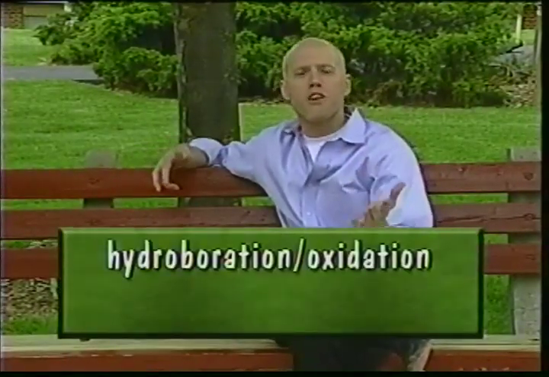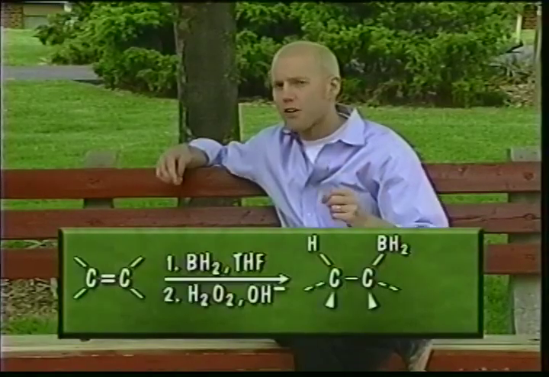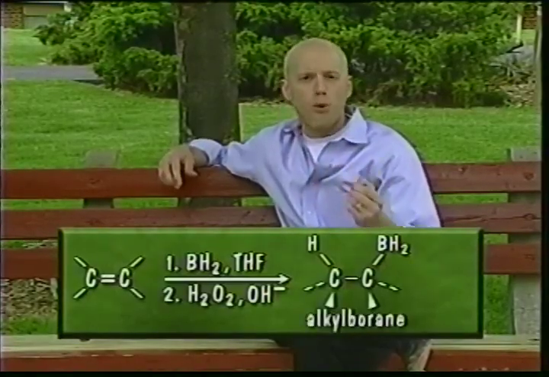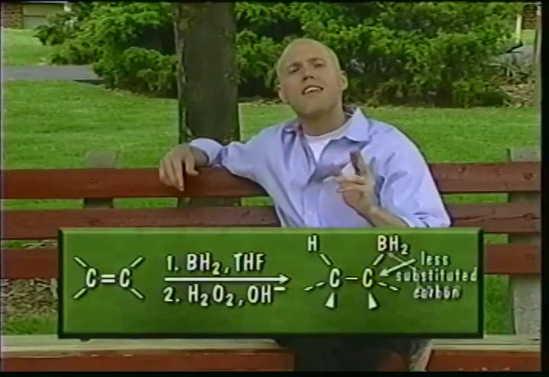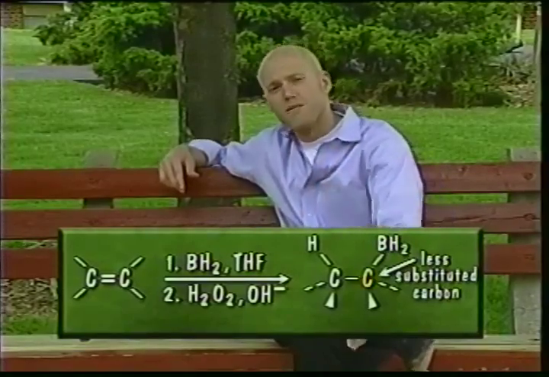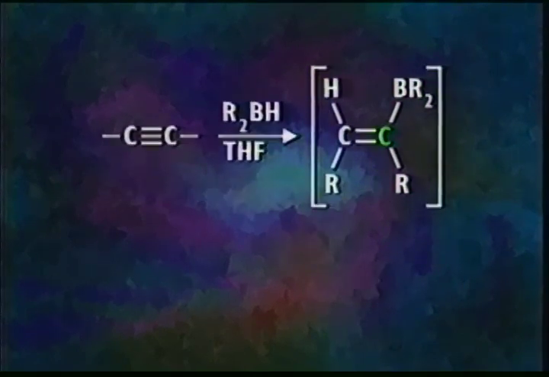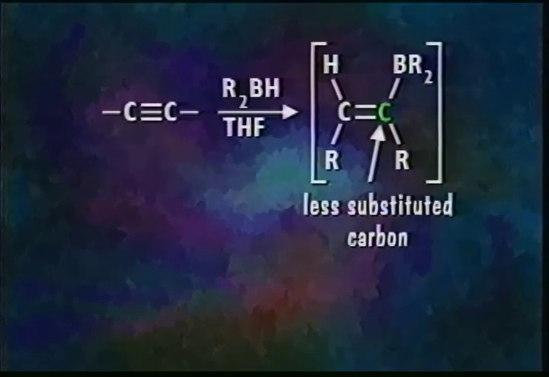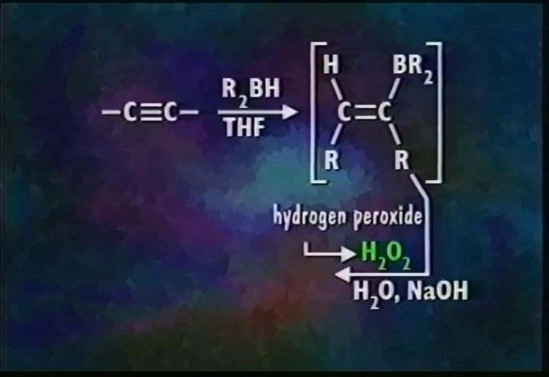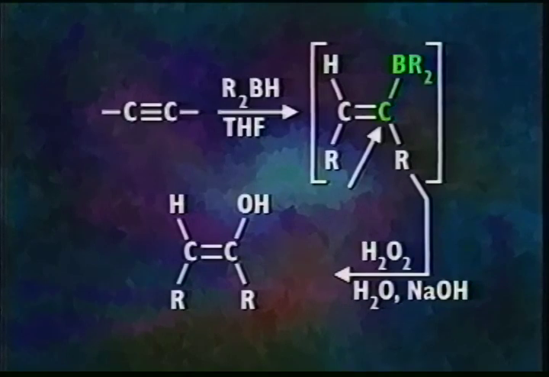Does this sound familiar? The hydroboration oxidation reaction with an alkene produced an alkylborane with a boron on the less substituted carbon as well. Anyway, getting back to our alkylborane, which has a boron on the less substituted carbon of the double bond, it reacts with a solution of hydrogen peroxide and base. The hydrogen peroxide oxidizes the carbon-boron bond by replacing it with an OH group.